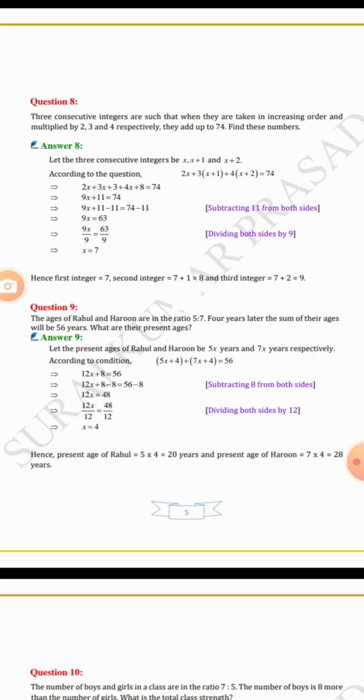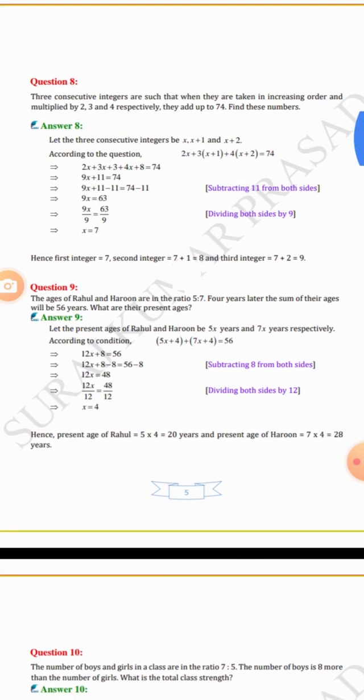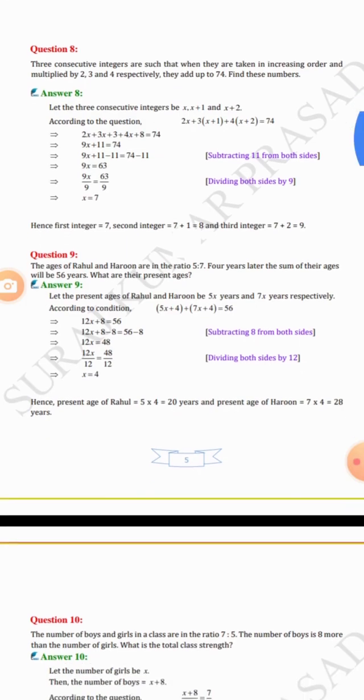By subtracting 11 on both the sides, we get 9x plus 11 minus 11 is equal to 74 minus 11. Then we get 9x is equal to 63, and by dividing by 9 on both the sides, we get 9x by 9 is equal to 63 by 9. Then the value of x is 7. Hence the first integer is 7, the second integer is 8 and the third integer is 9.